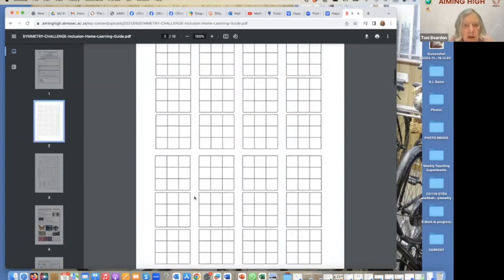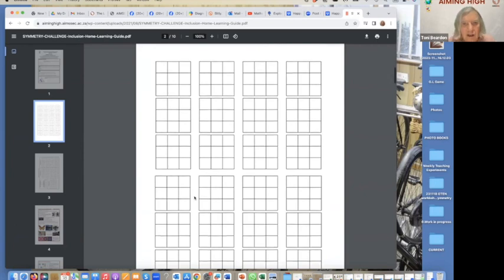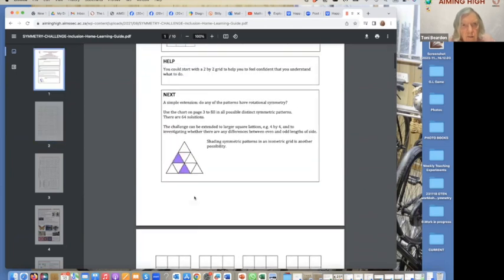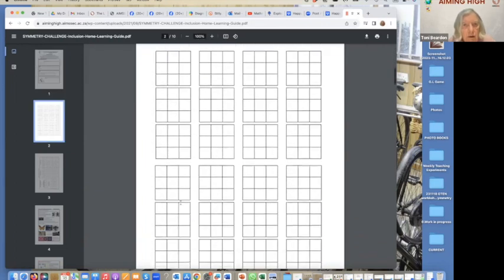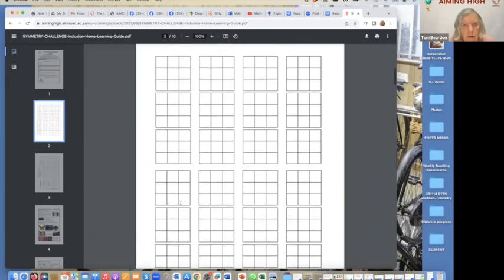Now here are the grids to do it on. So if you've got this worksheet, you give either one of these strips to each group or each pair of learners. You wouldn't give this one out at the beginning, and then you can give them this so that they can shade in the patterns on this grid.